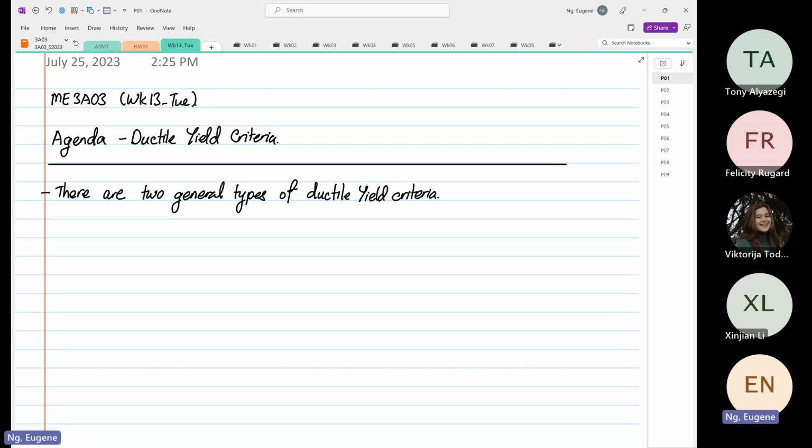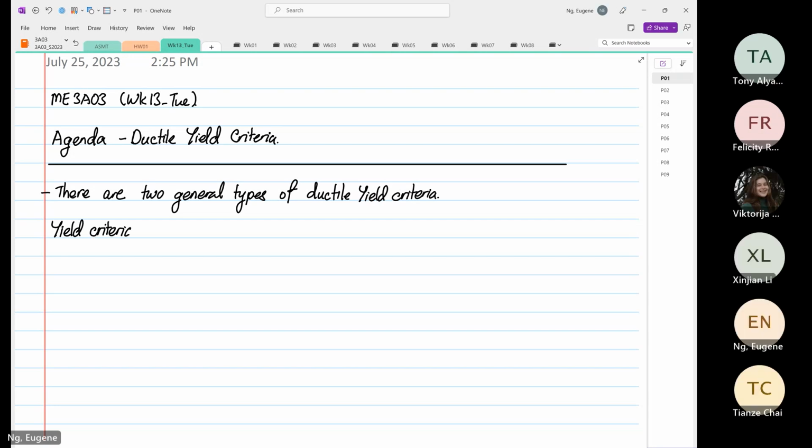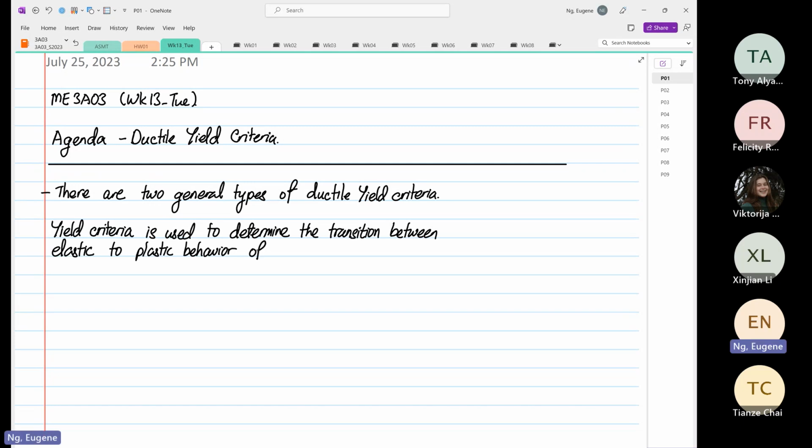Okay, so before I go on, what is the purpose of the yield criteria? The yield criteria is used to determine the transition between elastic behavior, or elastic to plastic behavior, of materials. Okay, so that's why we use yield criteria.